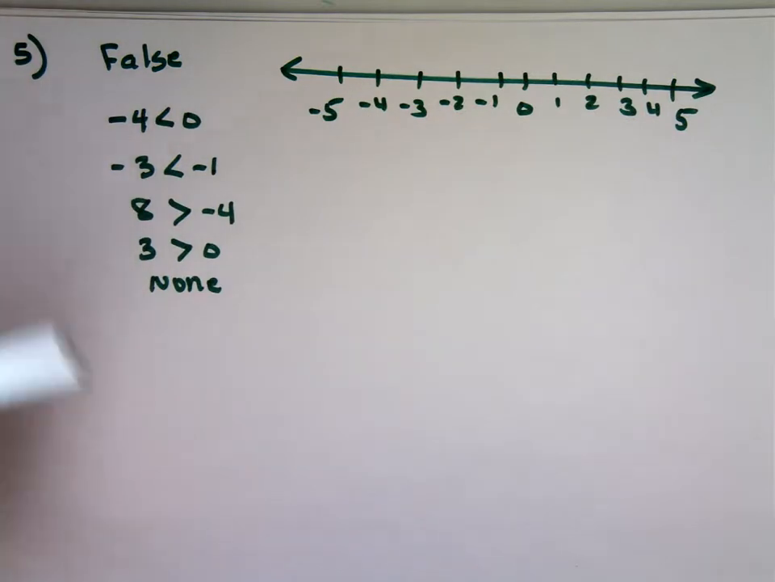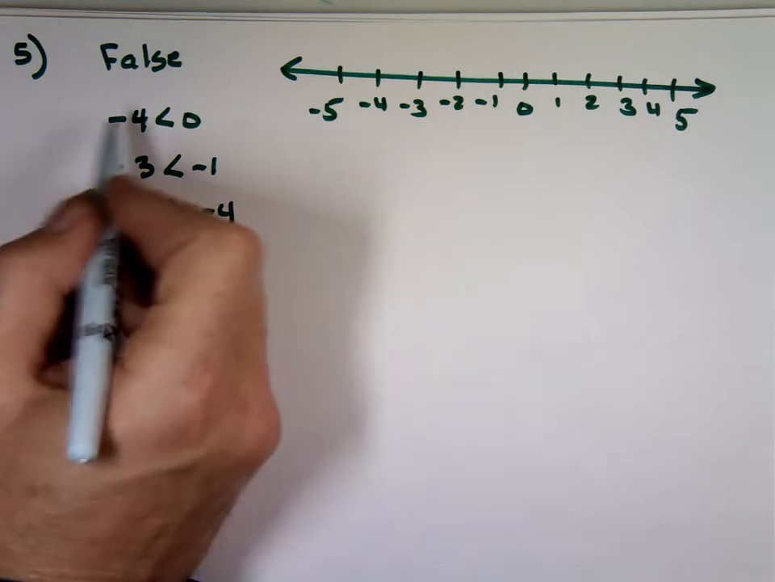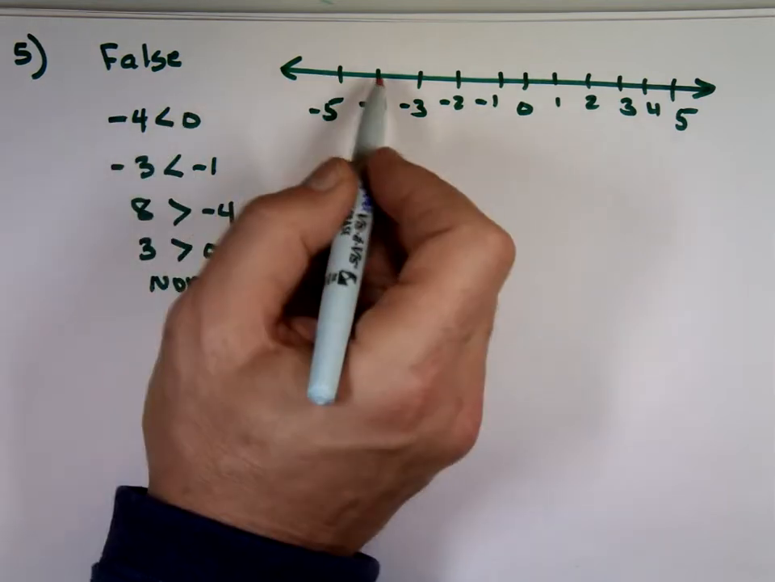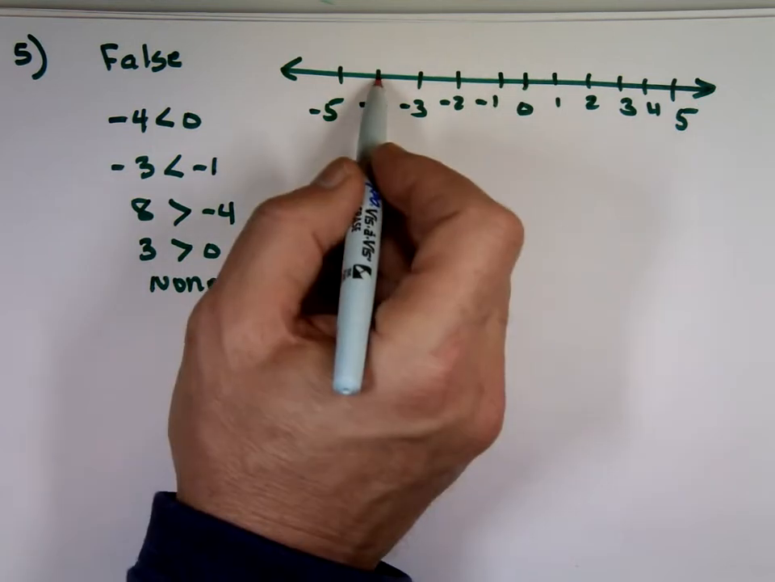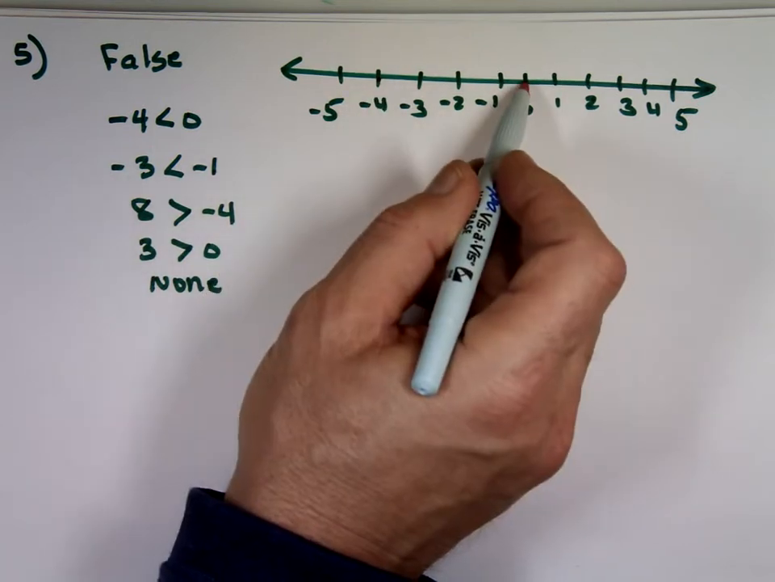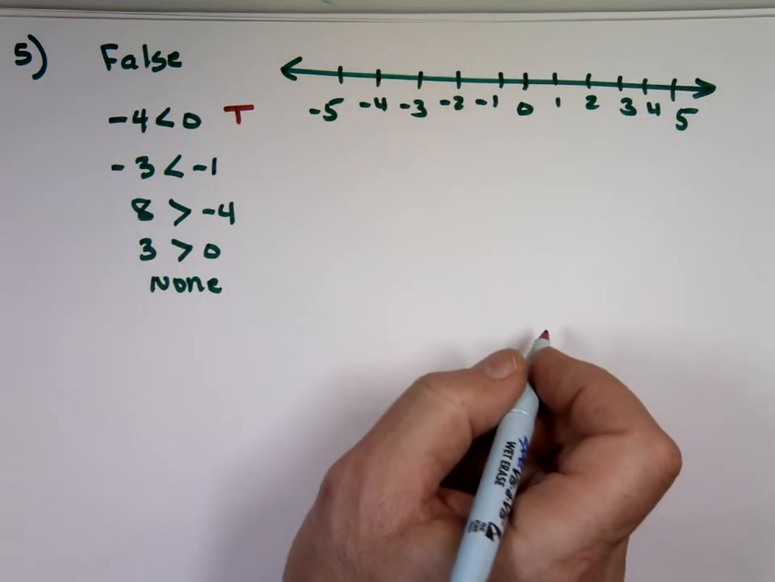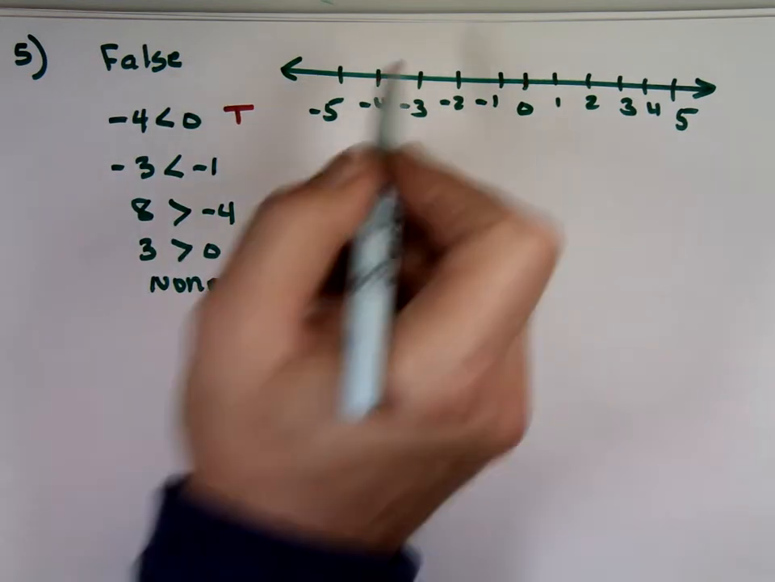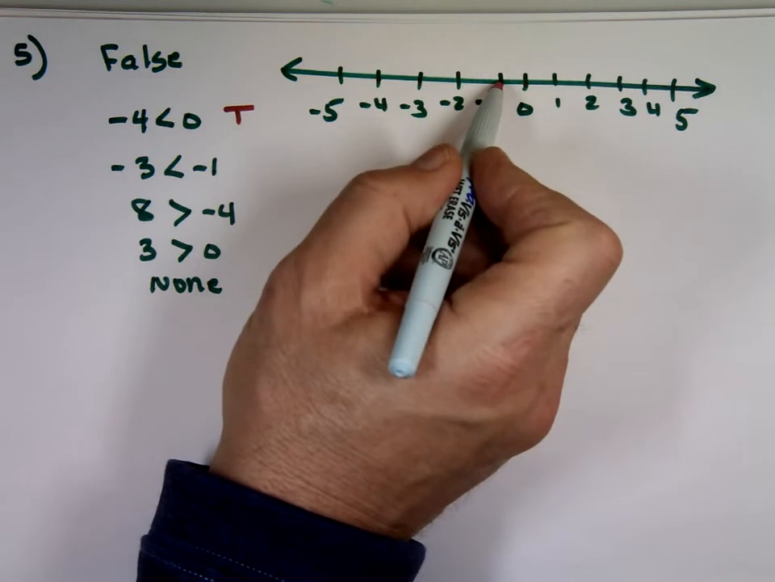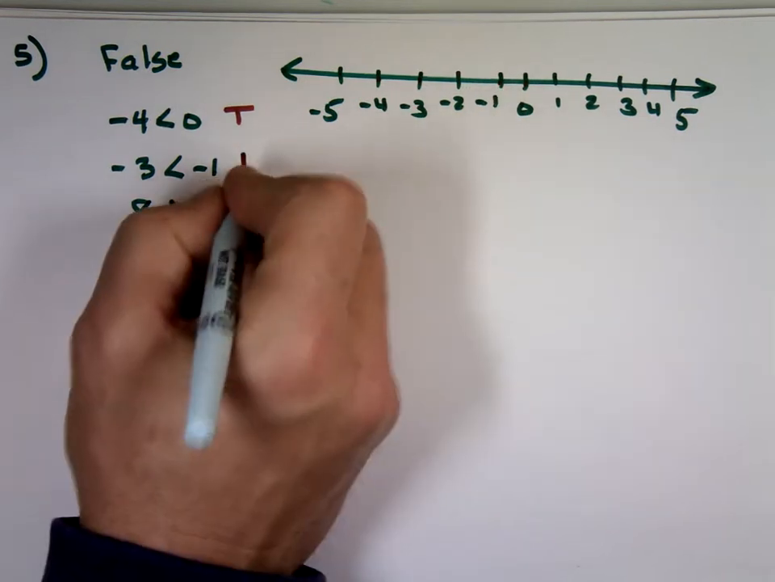The one on the left is always smaller than the one on the right. So let's look at the first one. Is minus 4 less than 0? There's the minus 4 and there's the 0. Is minus 4 less than 0? Yes, that's a true statement, not a false. Is minus 3 less than minus 1? Yep. True statement.